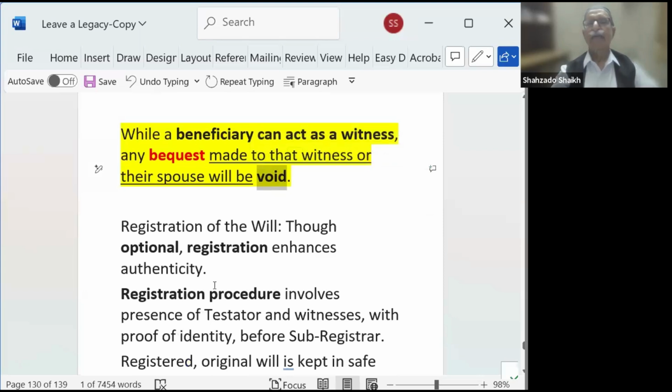Registration of the will in India is important. Though optional, registration enhances authenticity. I have explained one point.